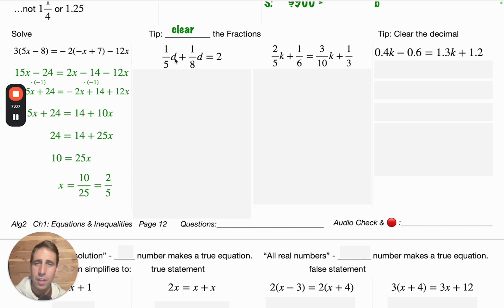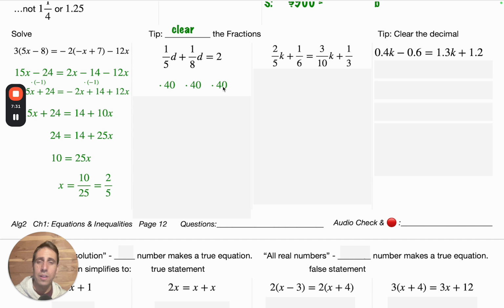The way you do that is you've got to figure out, what is the least common multiple? What's the smallest number that they both multiply up to? 5 multiplies up to lots of numbers like 5, 10, 15, 20. 8 multiplies up to 16 and 24 and 32. What do they both multiply up to? The smallest number, the least common multiple, is 40. So I'm going to multiply all the terms on both sides by 40.